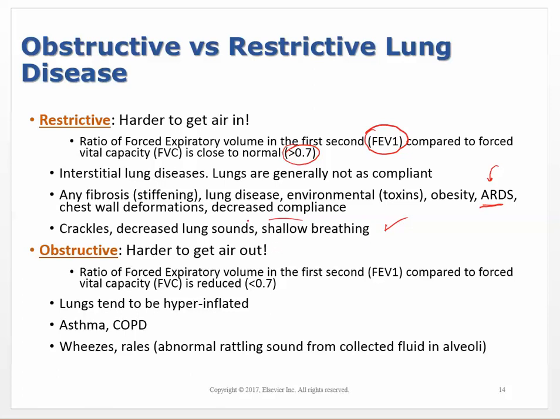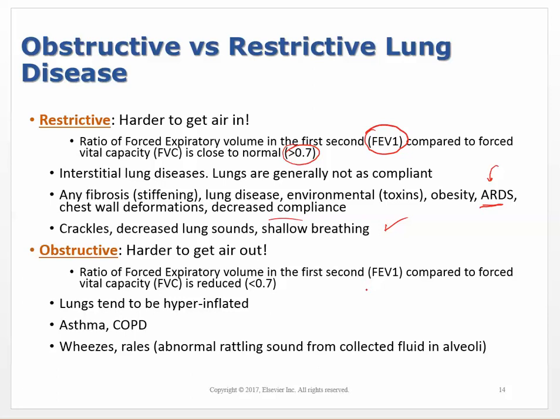Obstructive, so that's restrictive. Obstructive is different. It's harder to get the air out. Okay, so that means that your inhalation is okay, but with the FEV1, trying to get as much air as you can out in that first second isn't going to happen as easily. So you can't push the air out. That means that ratio is going to be lower. It's going to be less than 0.7.